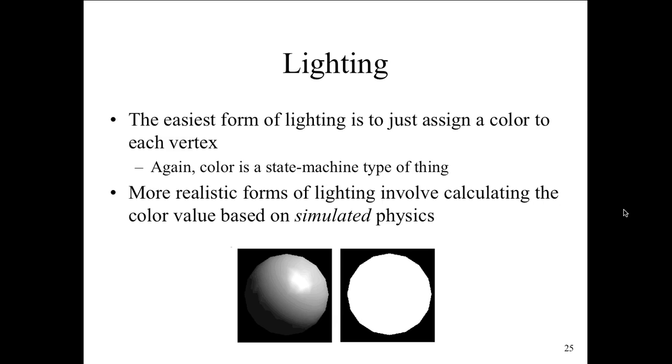Lighting. As another concept, we have lighting to consider. The easiest form of lighting is to just assign a color to each vertex. If you assign a color to a vertex, then the lighting is hopefully going to merge together. Again, color is a state machine type of thing. In some cases, color is going to give us the amount of illumination that's going to appear. More realistic forms of lighting involve calculating color value based on simulated physics.